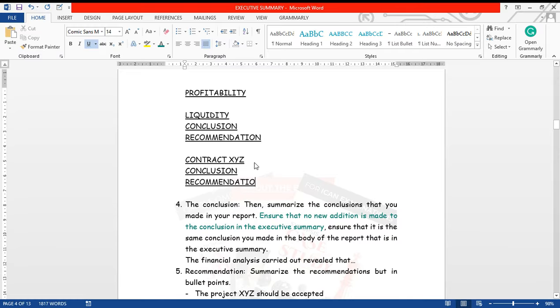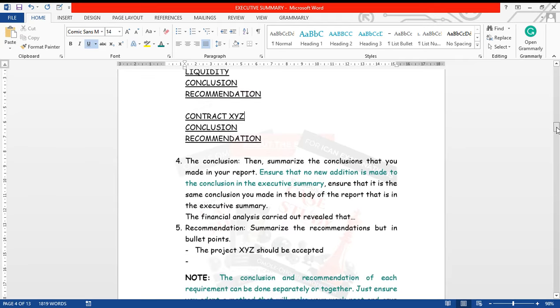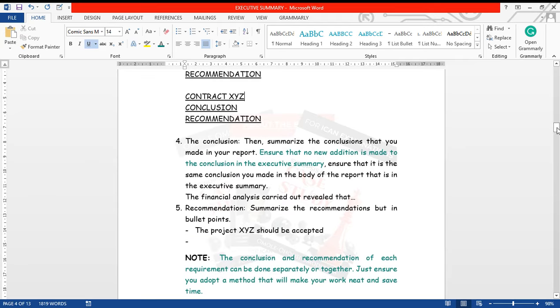But most times people actually prefer doing it together, not having headings. Paragraph one, you talk about profitability, paragraph two, you talk about liquidity, paragraph three, you talk about contract XYZ, and then you have a combined conclusion and recommendation. People prefer to do it that way because of space. It requires a lot of summarization skills to squeeze maybe 20-something pages they have written into 2 pages.